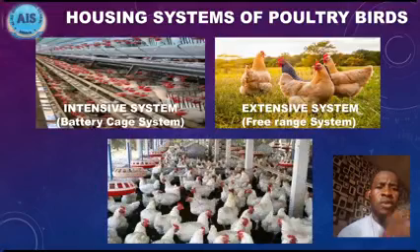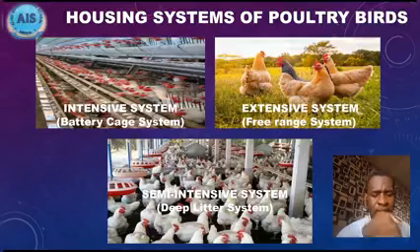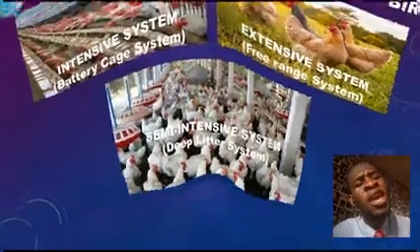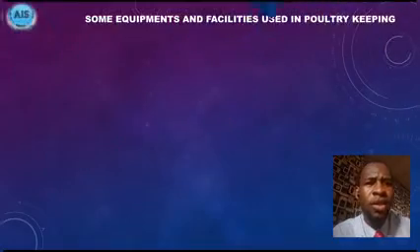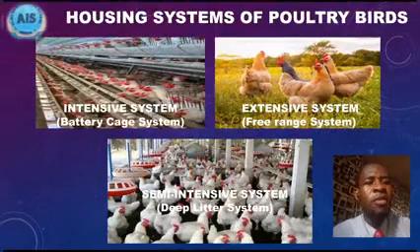The third one is what we refer to as the semi-intensive system. What do I call it? Semi-intensive system. This is the deep litter system. This has been known to be the most efficient system of poultry keeping. Why?